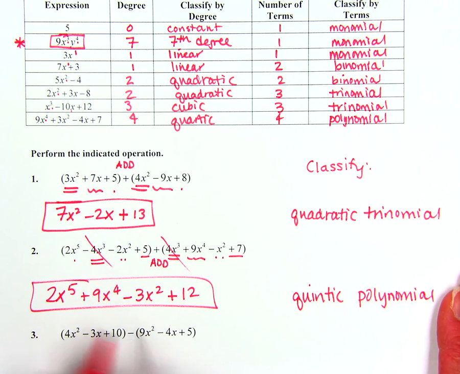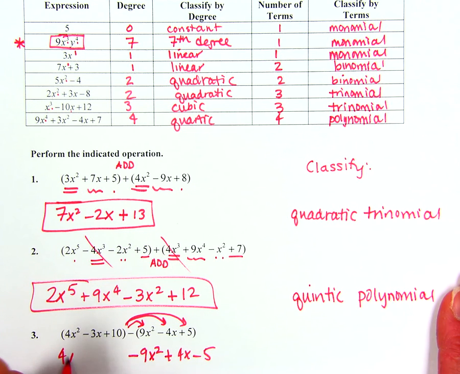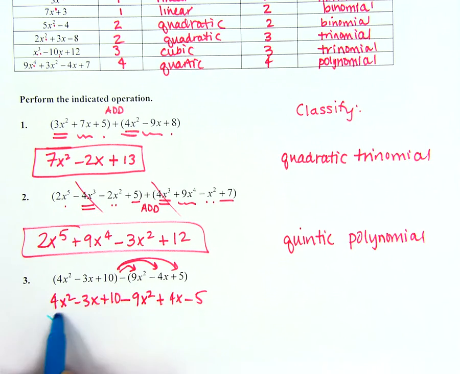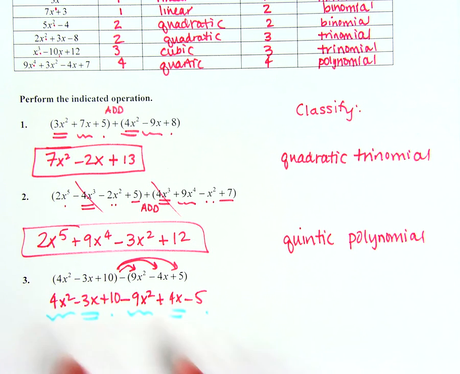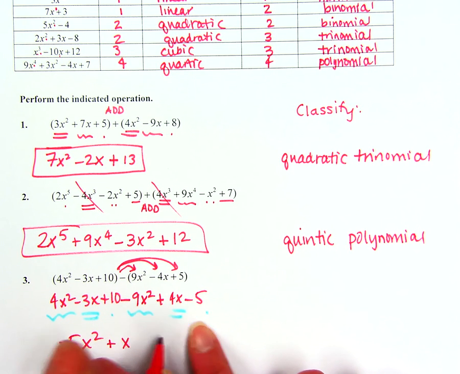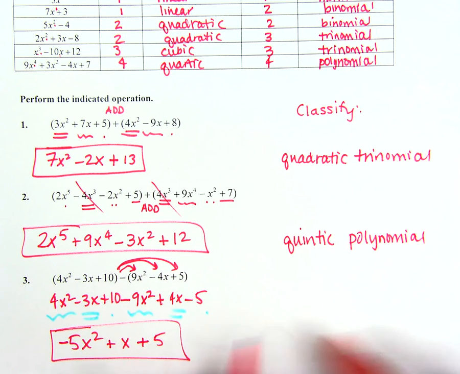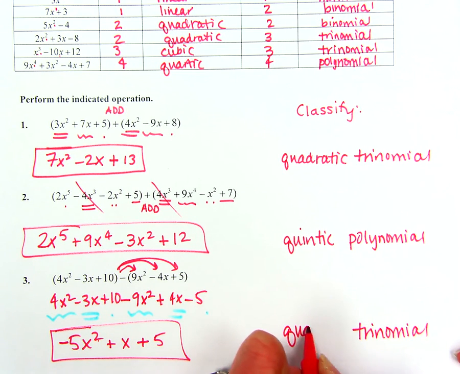All right, this one is subtract. So when you subtract, you need to distribute the negative sign first. So that's negative 9x squared plus 4x minus 5. And then over here, I'm just going to bring down all these terms. All right, so now you're looking for your like terms. Do you have anything in common? Well, I've got x squared, I have x's, and I have just numbers. All right, so 4 minus 9, that's negative 5x squared. Negative 3 plus 4 is 1x, or just x, and 10 minus 5 is plus 5. Okay, so I have 3 terms. That's a trinomial. My highest degree is 2, so that would be a quadratic.